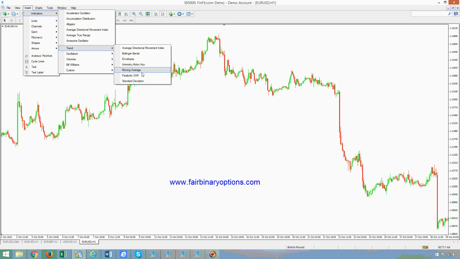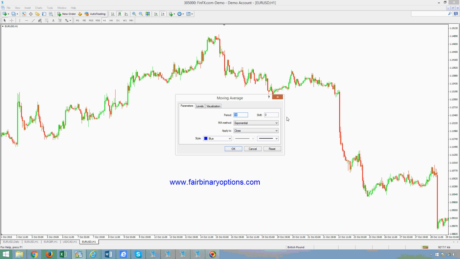This moving average, if you click on it, has the following parameters. This means 14. What does 14 mean? It means that it takes into account the previous 14 candles. This is an hourly chart, as you can see here at the top, and it means that it takes into account the last 14 hours in order to plot the moving average.